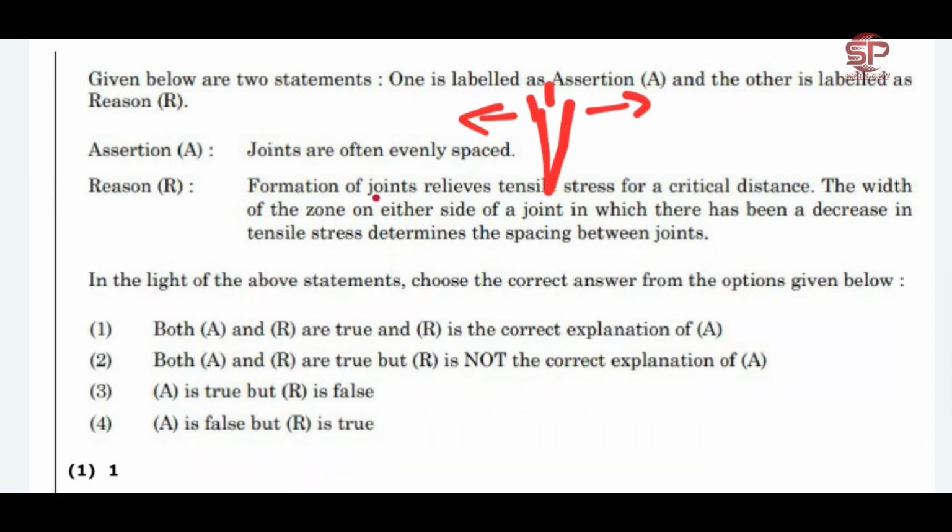So the formation of joints relieves tensile stress for a critical distance. After formation, at some critical distance, the tensile stress gradually decreases. So that will determine the width of the space of the joint. So both A and R are true, and R is the correct explanation of A.